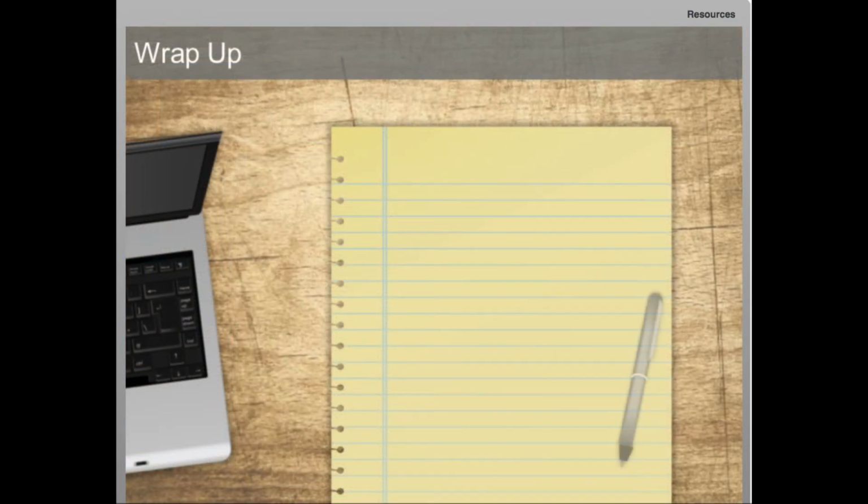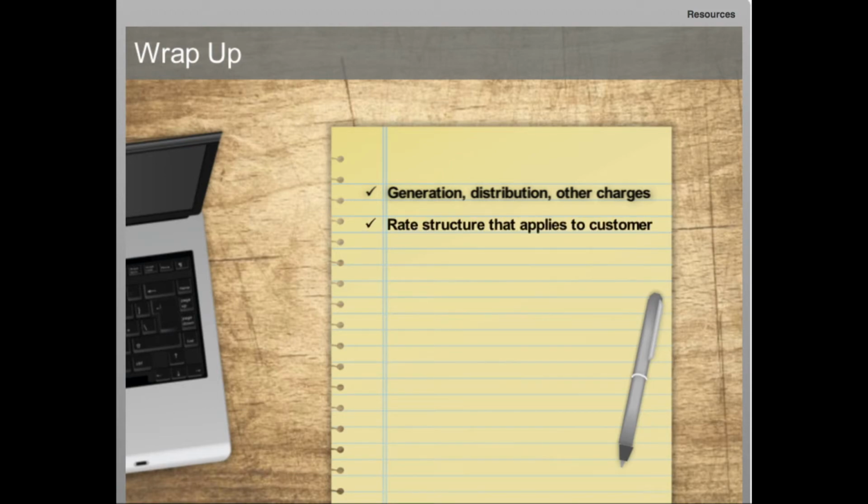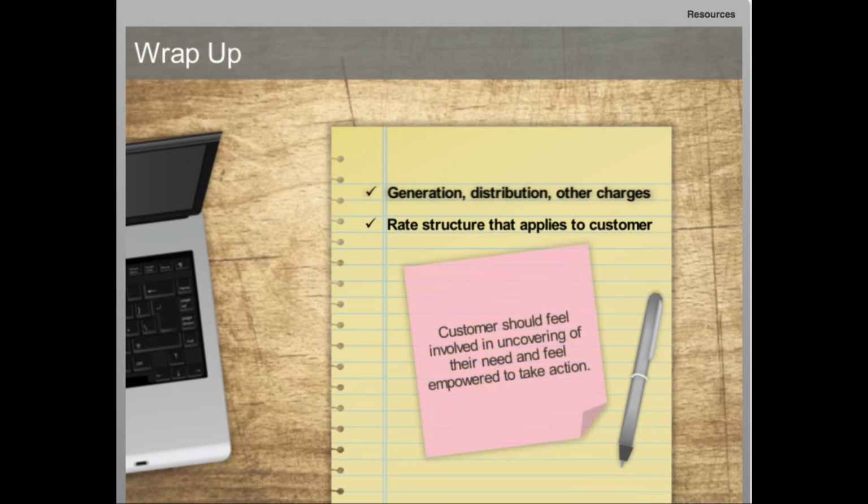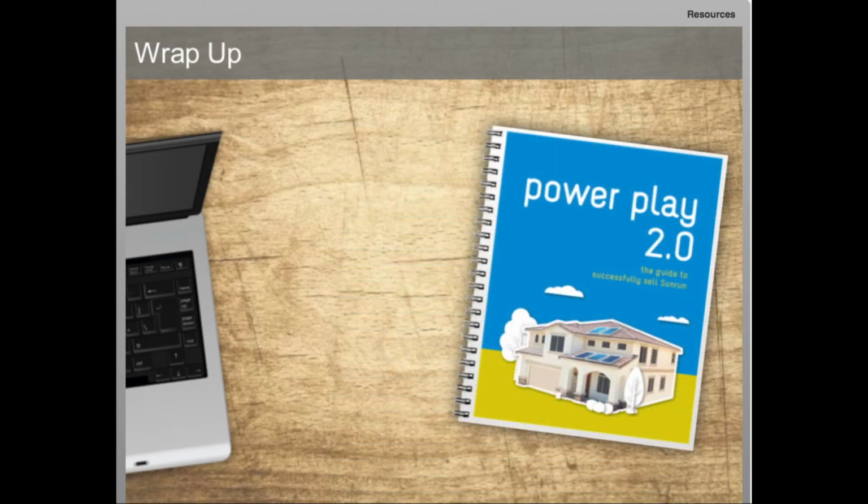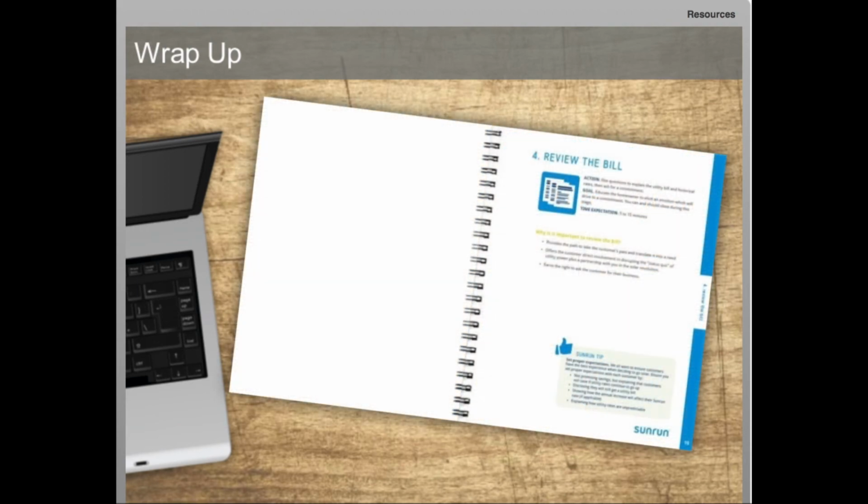In this module, you learned the foundational knowledge you need to review the customer's utility bill with them. But there's more to executing a bill review. To successfully execute a bill review, you'll need to employ specific questions and techniques so that your customer can be involved in the uncovering of their need and feel empowered to take action. How, you might ask? Read Sunrun's Power Play Manual, specifically the Review the Bill chapter.